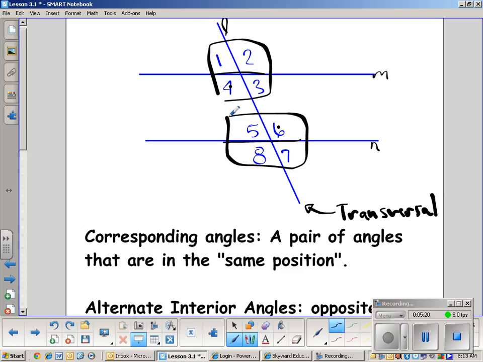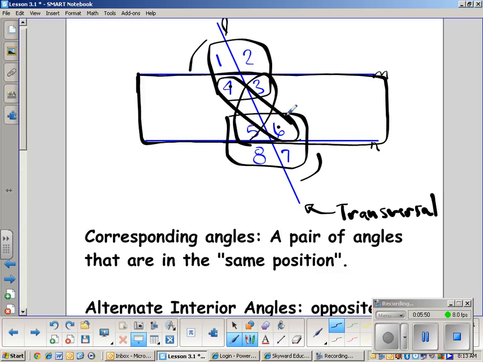1 and 7 are not inside the parallel lines. See, if you look at this as being the inside of the parallel lines, what's in the box is inside the parallel lines. 3 and 7 are out here. I'm sorry, 1 and 7 are outside. Does that make sense? Okay. So there's two pairs of alternate interior angles here. 3 and 5 and 4 and 6. They're opposite sides of the transversal, inside the parallel lines, and at opposite intersections.